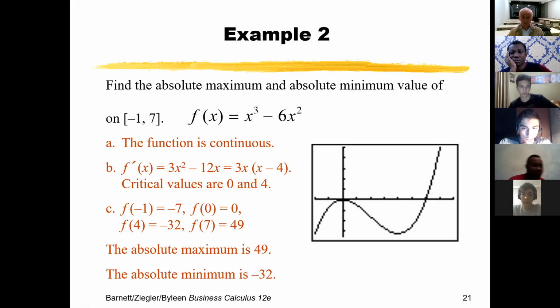And now to determine at which point we have absolute maximum and absolute minimum, we need just to replace x by negative 1, by 7, by 0, and by 4. And the largest value here is 49, the smallest value is negative 32. It means 49 is absolute maximum, negative 32 is absolute minimum.